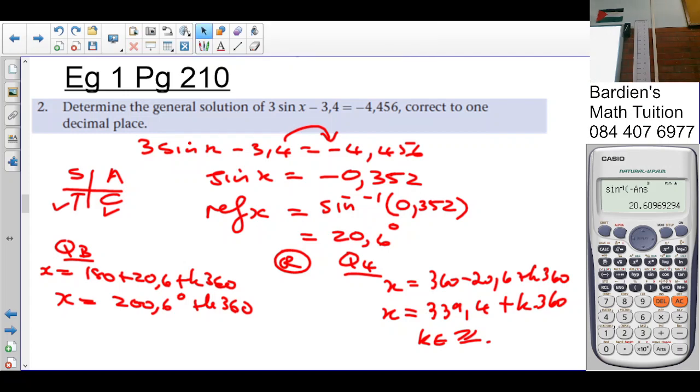Okay, we'll do another one. That is a general solution. But when do we do that? If the question was to solve for x. Like here, you're going to solve for x.